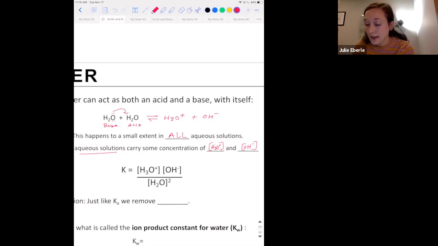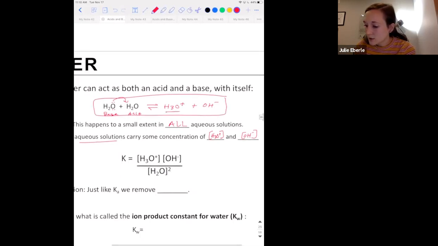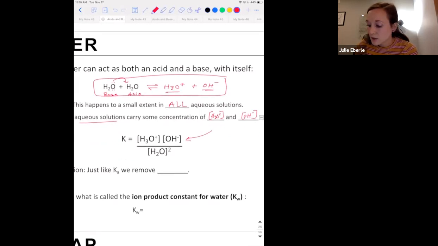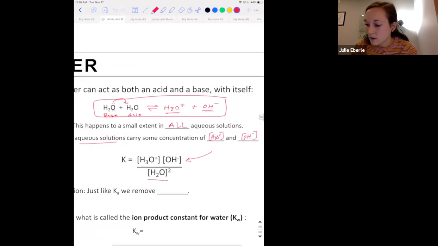We can write a K equilibrium expression for this very reaction right here, which is unique only to water. We can only write this for water. So we take the products, H3O+ and OH-, and we put those in right there, concentrations on top. And we have two water molecules, so we just say water squared. That would be as if we have two H2O, okay? So we say water squared on bottom.